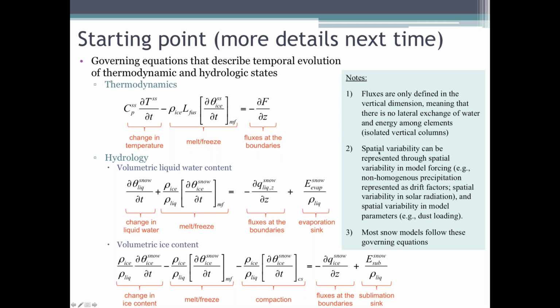Spatial variability can be represented through spatial variability in the model forcing. For example, you can change how much precipitation you put on different point models of snow, and you can change spatial variability in the radiation. You could also change model parameters with space, such as have more dust in one location. However, with these basic equations, you will not move water from an upper layer in the snowpack in one location to a lower layer in the snowpack in another location. The water will go straight down in the snowpack. Most snow models follow these basic governing equations with different forms.